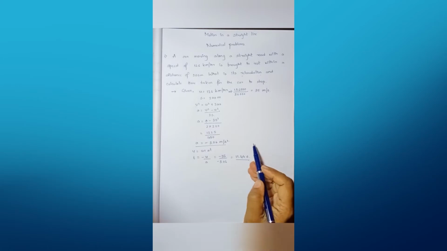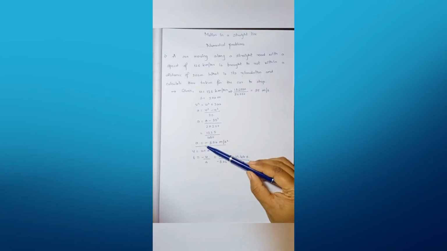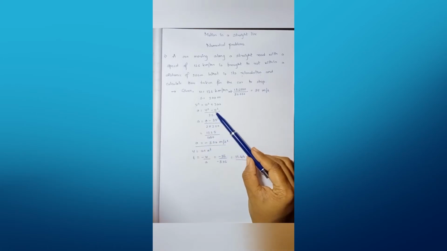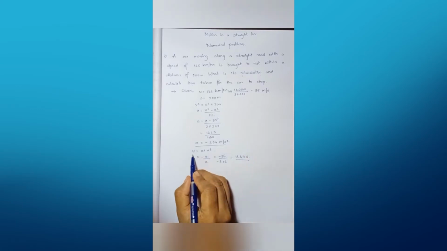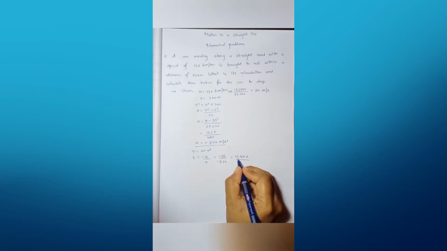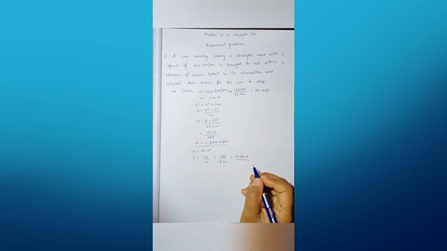So we calculated the retardation, that is negative acceleration, by using this formula, and later for time we used this formula and we calculated 11.44. Hope this is cleared.